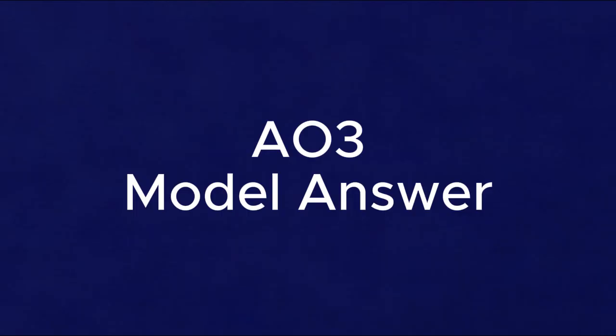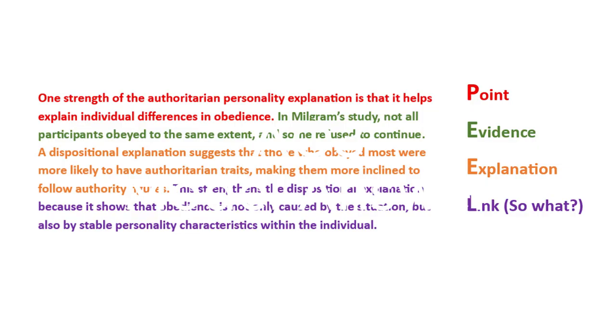Let's look at the evaluation text of the model answer using PEEL. One strength of the authoritarian personality explanation is that it helps explain individual differences in obedience. In Milgram's study, not all participants obeyed to the same extent, and some refused to continue. A dispositional explanation suggests that those who obeyed most were more likely to have authoritarian traits, making them more inclined to follow authority figures. This strengthens the dispositional explanation because it shows that obedience is not only caused by the situation, but also by stable personality characteristics within the individual.